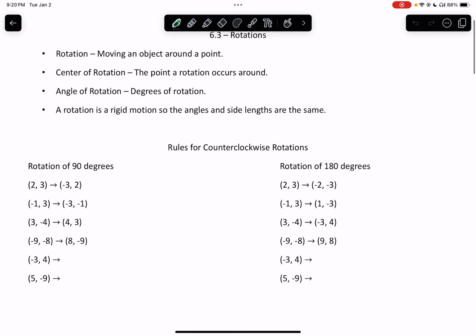Okay, today we're going to go through how to do a rotation on a coordinate plane. And so again, when we were talking about a rotation, we're talking about moving an object around a point. There's going to be two things that we consider. We're going to have our center of rotation, which in this case, actually all of them in this set of notes, will all be around our origin.